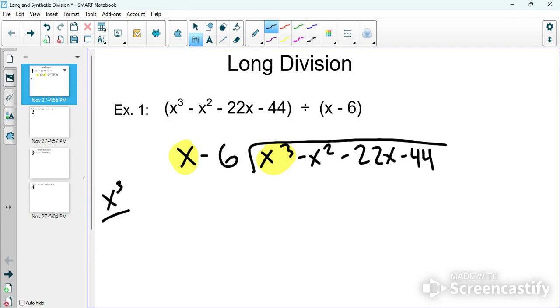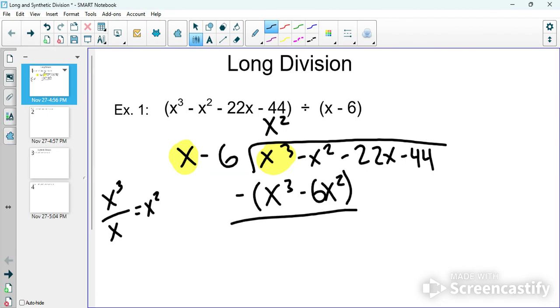So x to the third divided by x is equal to x squared. That goes up top. Then x squared will get multiplied by both terms on the outside. So x squared will get multiplied by x, and then x squared will get multiplied by -6. And then we're going to subtract that.